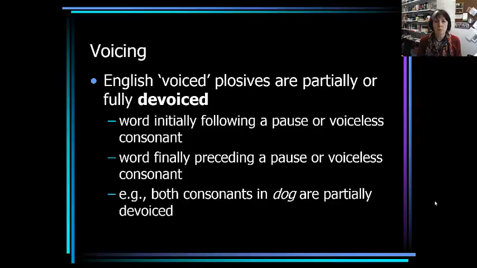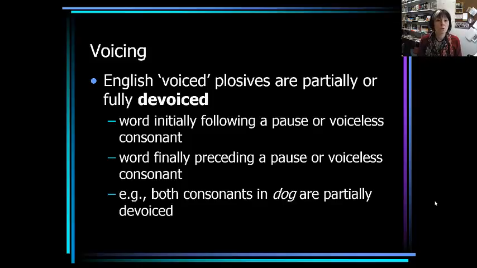So English voiced plosives are partially or fully devoiced, word initially following a pause or a voiceless consonant, word finally preceding a pause or voiceless consonant, and this means that both consonants in the word dog, if I say it on its own, dog, are partially devoiced. They really don't have a lot of voicing in them. If I produced that word with more voiced plosive consonants, it would sound like this: dog, which still sounds like the same word, but sounds a little bit unusual.